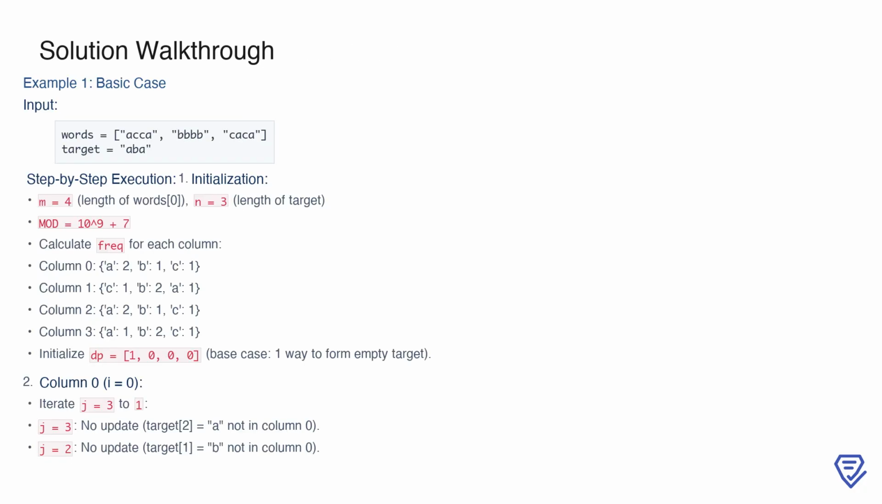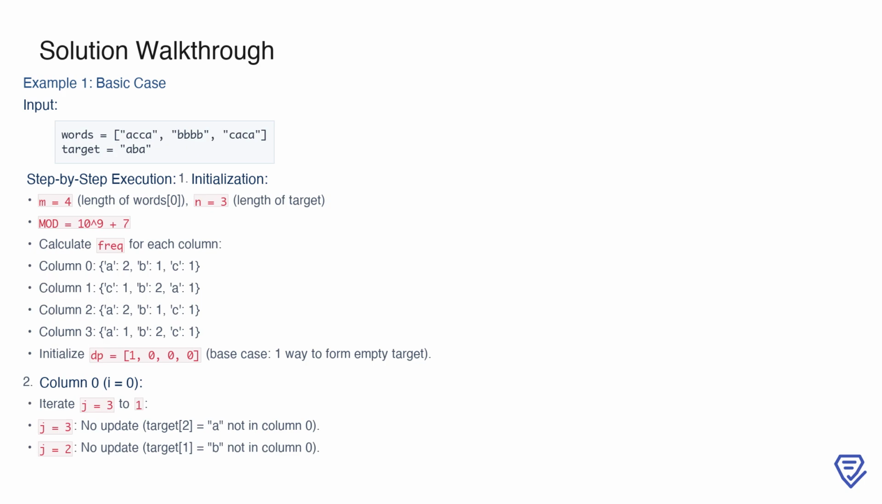Let's begin by understanding the first example. Here, the input consists of three words, aka, bbb, and kaka, and the target string is aba. First, we initialize our variables. The length of each word is 4, so m equals 4, and the target has 3 characters, so n equals 3. We also define mod as 10 to the power of 9 plus 7 to handle large numbers.